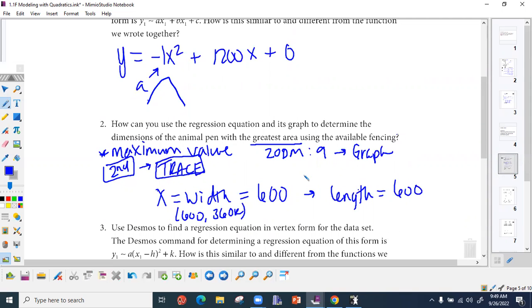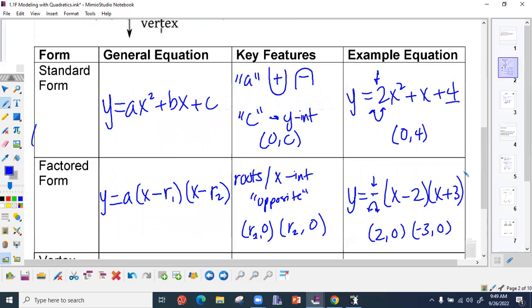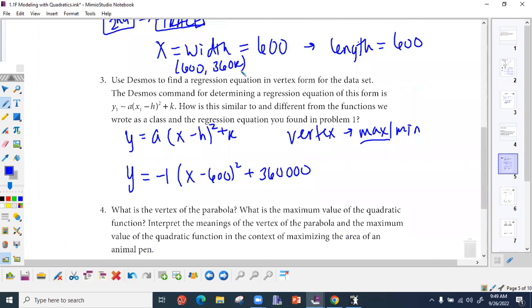And a is the same for every single one of them, right? A doesn't change. Length is the same thing, but length isn't part of our table. H and K, so last week we talked about how H and K represent the vertex of your function. So it's your maximum, so it's 600 and then 360,000, because that's where our H and our K, our maximum, was at.